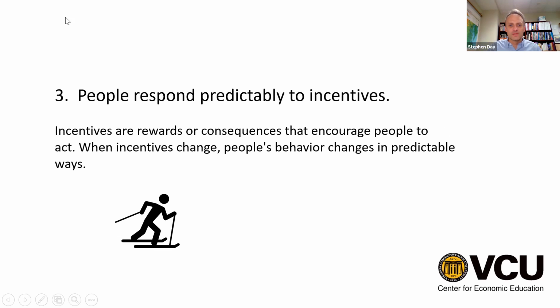People respond predictably to incentives. If economics has a method, this is the method right here. It is based on the two assumptions from 1 and 2. Because of scarcity, we need to make choices. Every choice has an opportunity cost. We go straight to, well, how do we look at those? By people's incentives. People respond predictably to incentives.